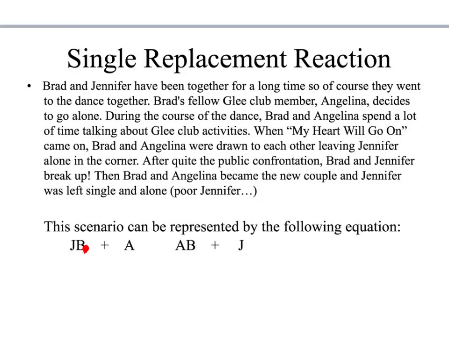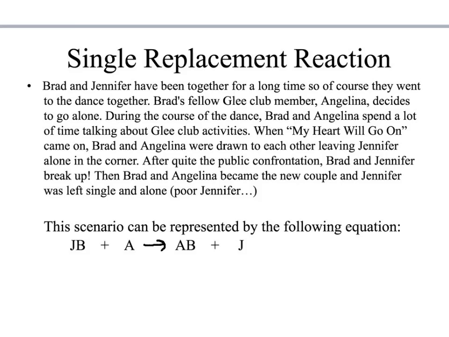We've got our couple, Jennifer and Brad, plus our single element, and they produce AB plus J. You can see that the A and the J switch places. The A replaces the J, forming this AB product, and then the J is alone. This is what we call a single replacement reaction.